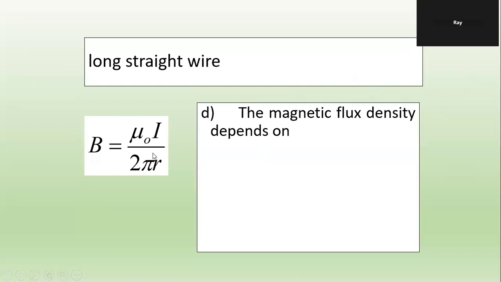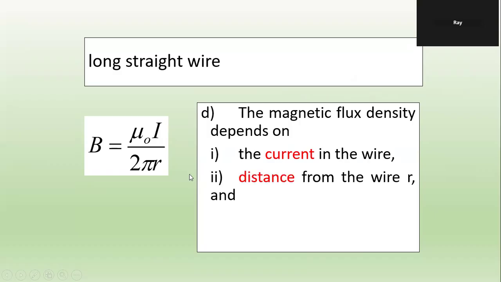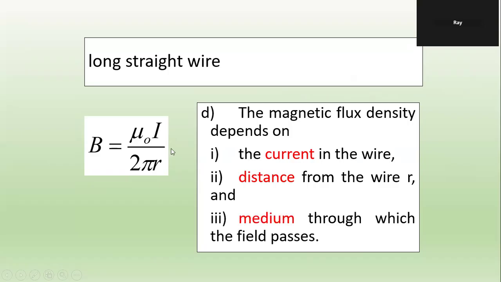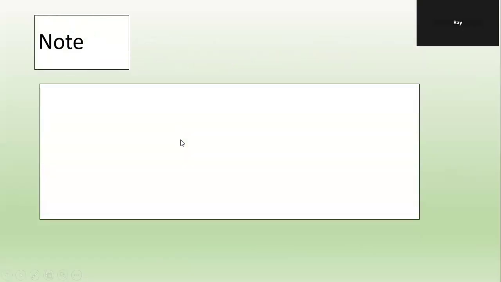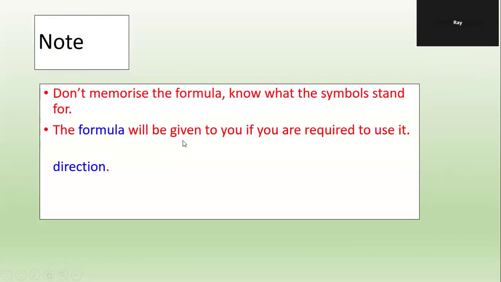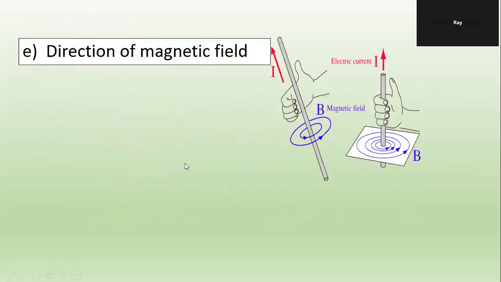Magnetic flux density depends on the current. It's the current that produces B, so it must be related to I. More current, more field. The further away from the wire, the weaker the field. Mu naught is the medium, the permeability of free space. Don't worry about this one also.